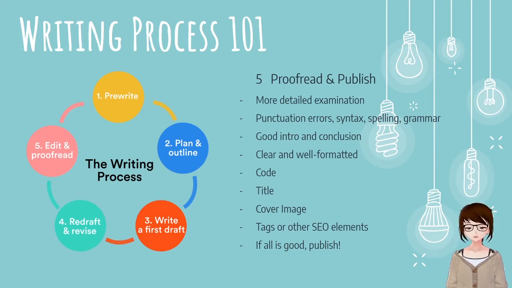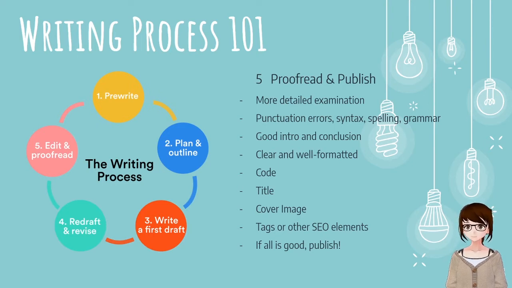I also want to look through my whole article and make sure everything is clear, every piece of code is well formatted, and the title is good and satisfying. The cover image is done and all in place, and I also want to make sure all the tags and other SEO elements are put in place. So these are all the detailed things that I would do during the proofreading stage. And then finally, if all is good, I would usually keep it in my drafts until its publishing date, and then I'll publish. Yeah, so that's the typical writing process.